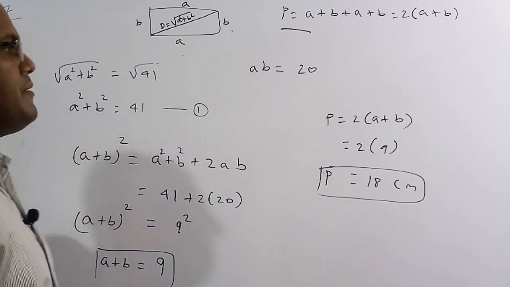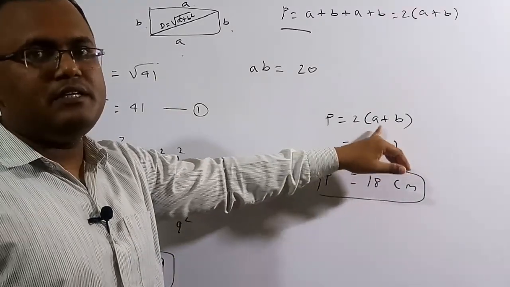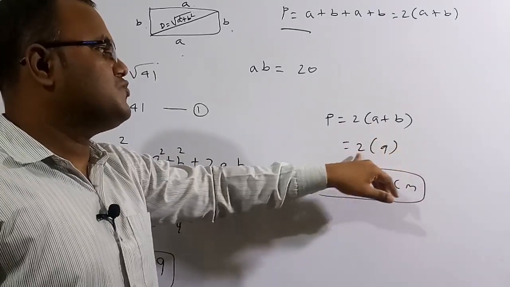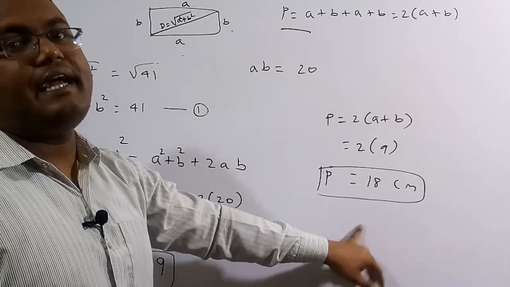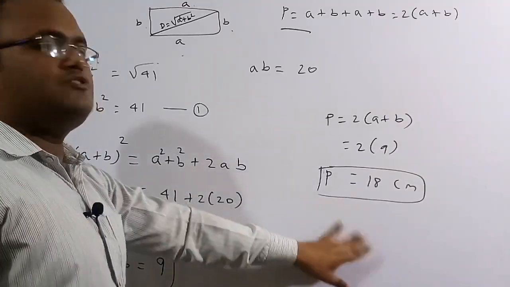So I want to know what the perimeter is. Perimeter is equal to twice of a plus b. The a plus b value we know, which is 9. So 2 into 9 is 18 centimeter. So this is the perimeter of this rectangle, which is 18 centimeter. This is the correct solution of this question.